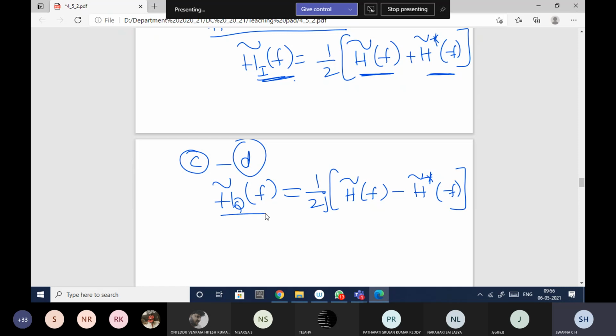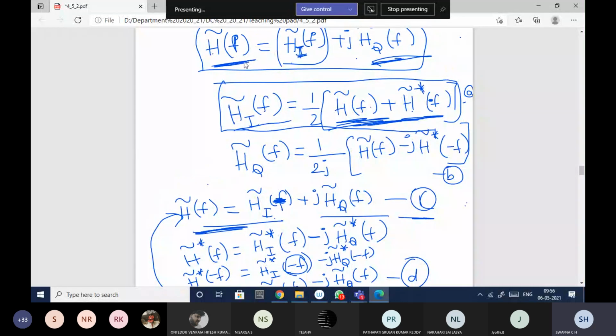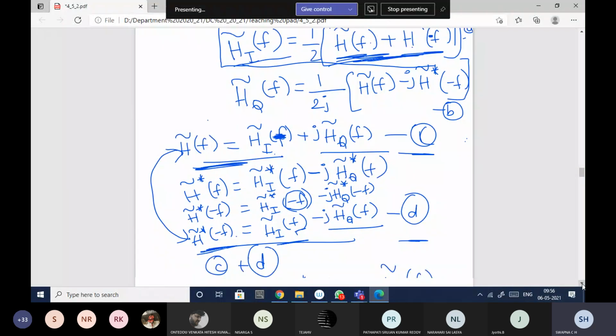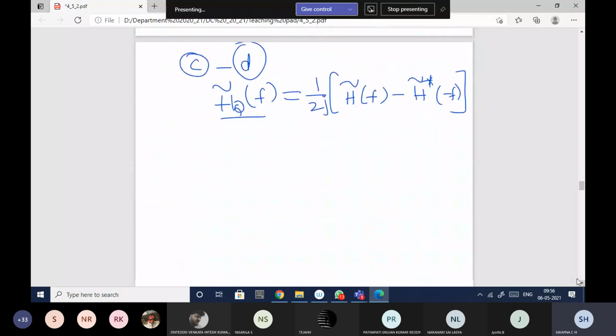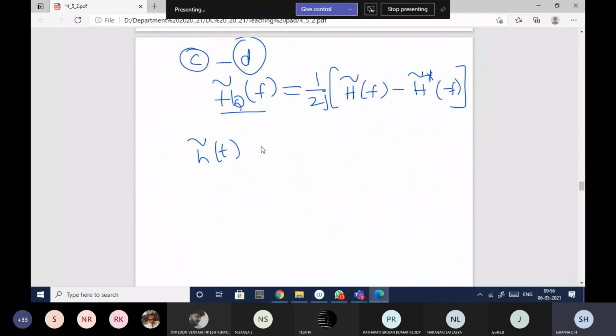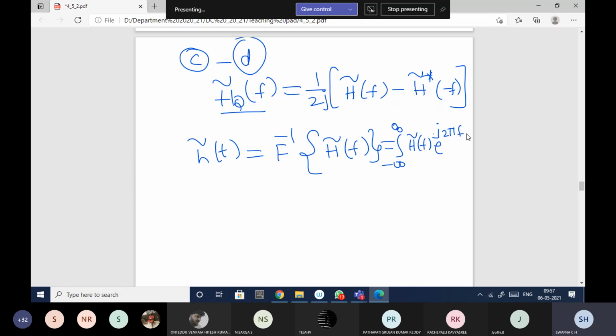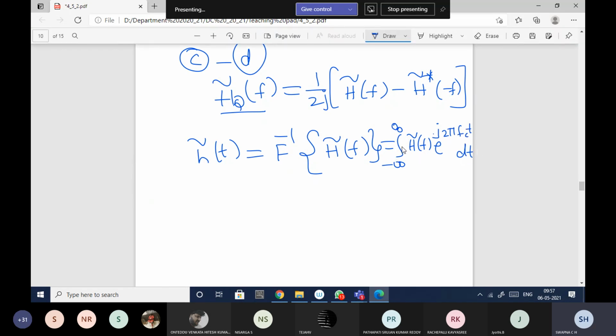So if you know H_Q tilde of f and H_I tilde of f, you can find H tilde of f. When you know H tilde of f, in order to get H tilde of t, you just need to take the inverse Fourier transform of H tilde of f, which is nothing but the integral from minus infinity to plus infinity of H tilde of f e power j 2 pi f_c t df. Using this you can find H tilde of t.